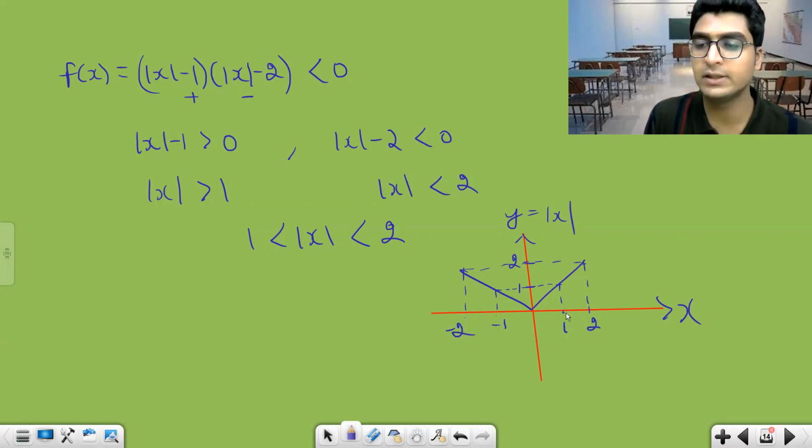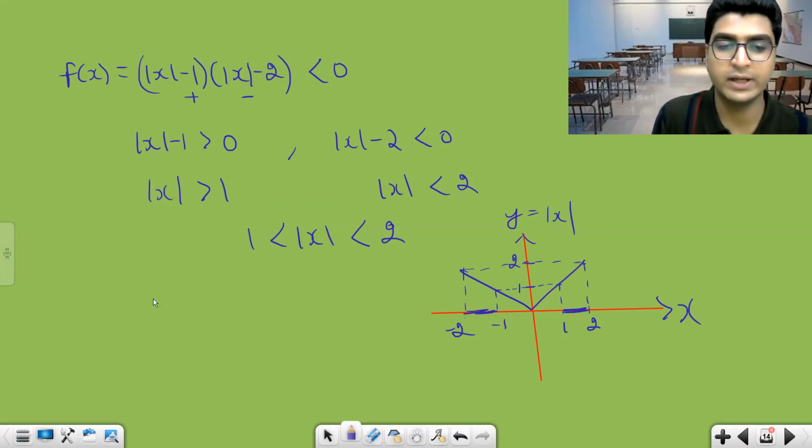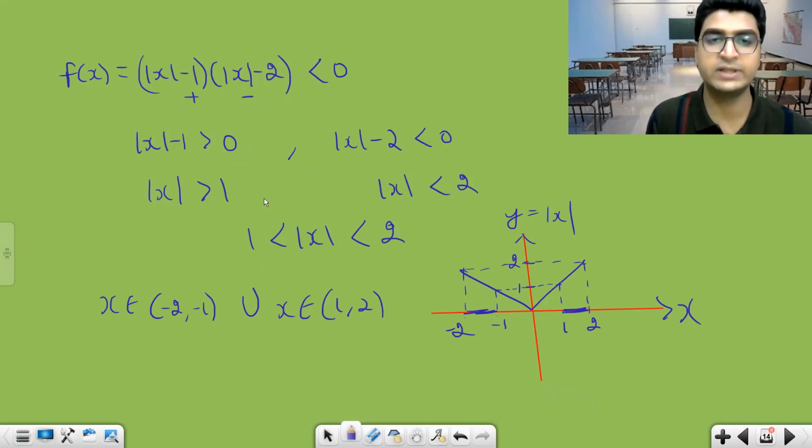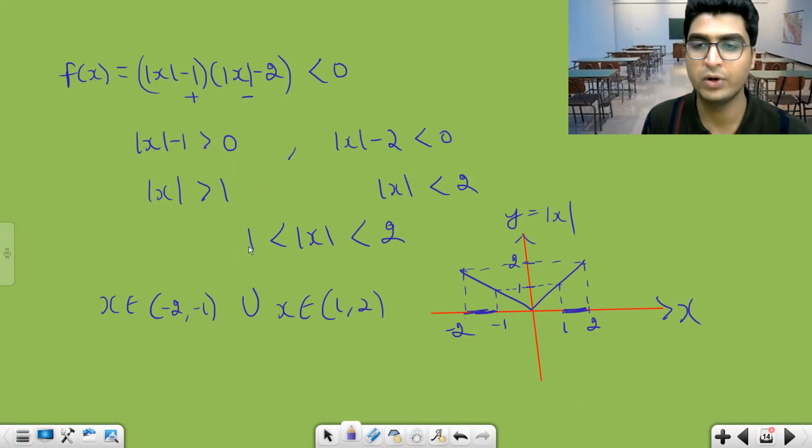So clearly that range is between 1 and 2 and between minus 2 and minus 3. Okay, so x should lie between minus 2 and minus 1, and it can be in between 1 and 2. So in this range this thing will be satisfied. So this should be our answer.